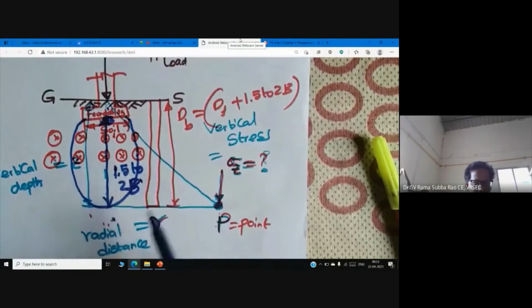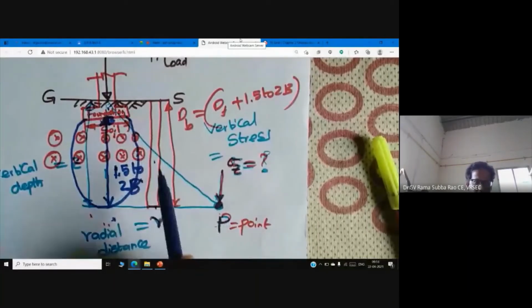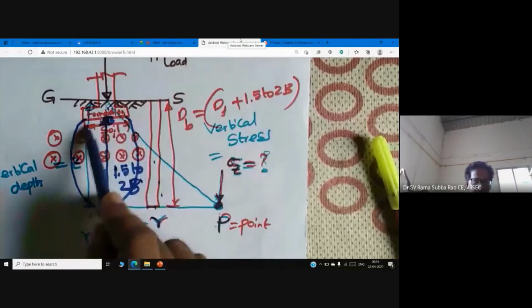Now we are all going to realize why it is 1.5 to 2 times the width of the footing, why the significant depth is 1.5 to 2 times the width, why the pressure bulb is active up to 1.5 to 2 times the width.